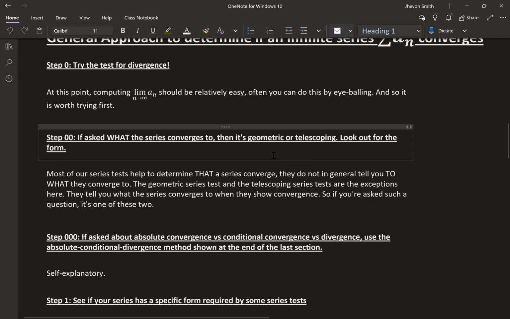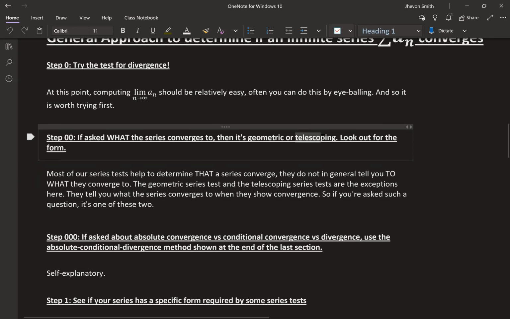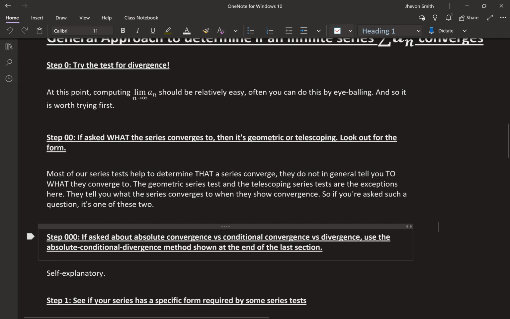Another one depends on how a question is phrased. If a question asks specifically what a series converges to, for you guys, it basically means it's geometric, because there's no other series that you can tell what the answer is. The geometric series converges to a over 1 minus r specifically. So you can actually compute that. In general, telescoping series would be another problem type that shows up here, but you don't have to worry about that. Or if something asks about absolute convergence versus conditional convergence versus divergence, there is a special process to go over that, which I will go over pretty soon.